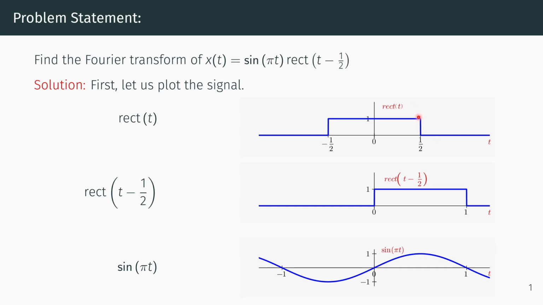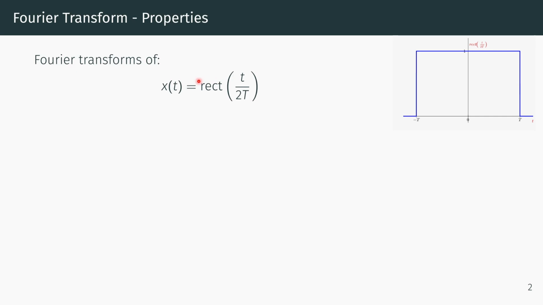Now let us go back to the Fourier transforms. We know the Fourier transform of a rectangular signal defined by x of t equal to rect of t by 2T, whose plot is like this. It is a rectangular function from minus T to plus T with amplitude 1. That will have a Fourier transform of 2 sin(omega T) by omega. The proof of this you can see, I will paste the link here. There I have derived this result and you can go through that.